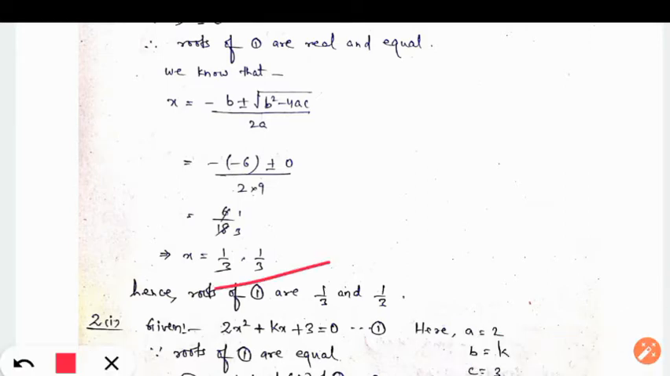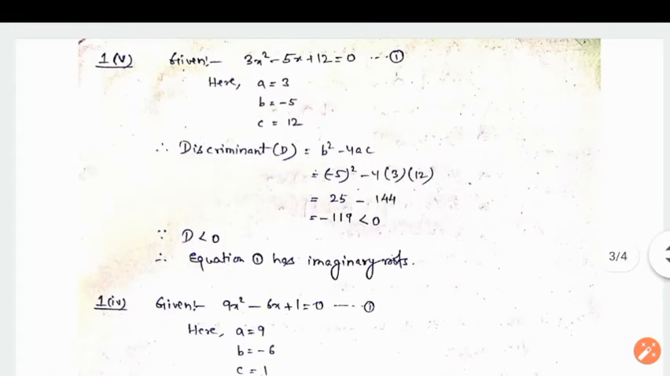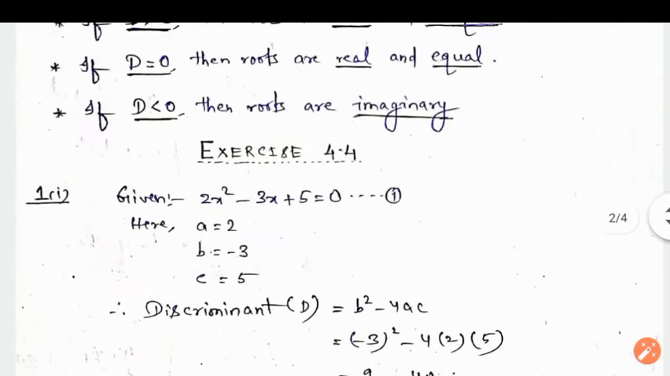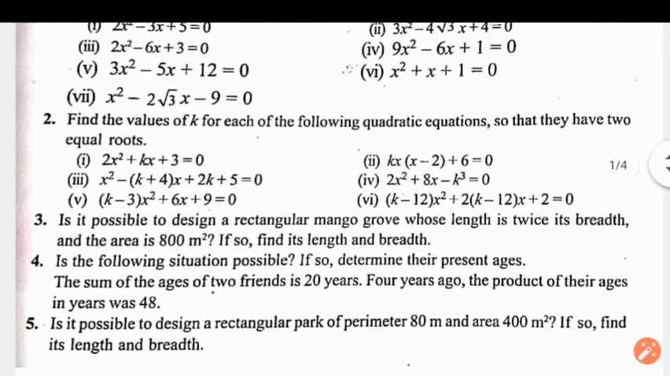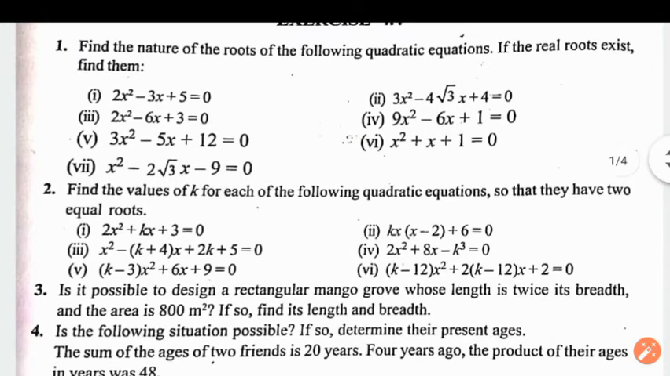Why? Because for a quadratic equation we will always get 2 roots. Since we are getting one value of x here, that means roots are equal, 1/3, 1/3. Hence roots of 1 are 1/3, 1/3. Okay. So the rest of the subparts you are required to do, where you will require the same concept. That is why I am leaving the rest of the subparts.